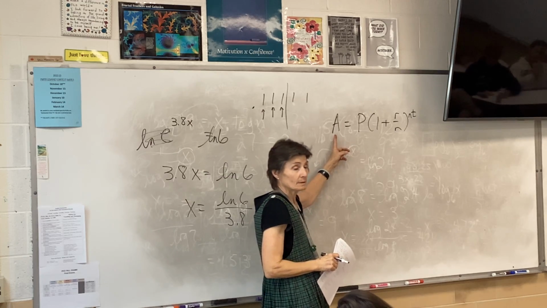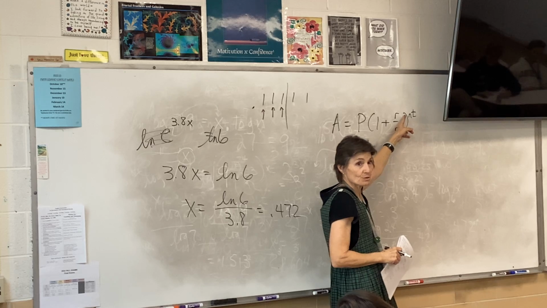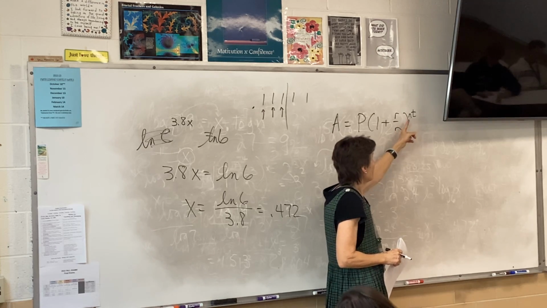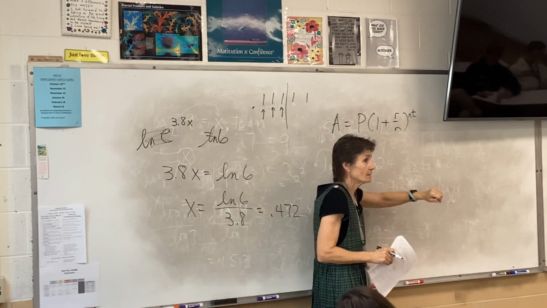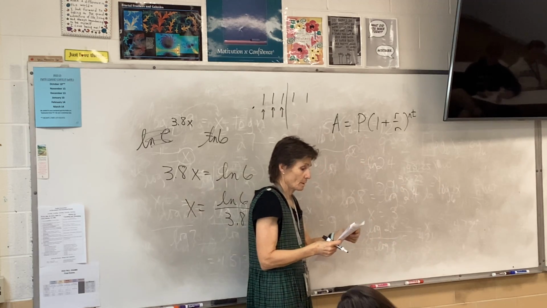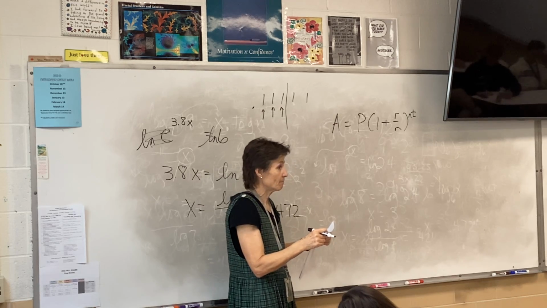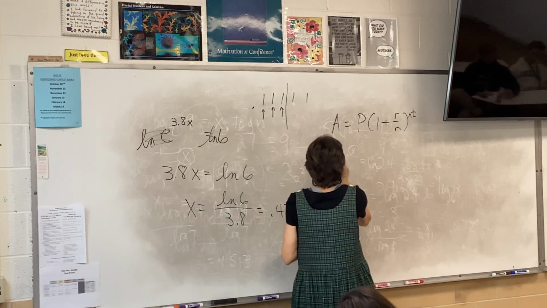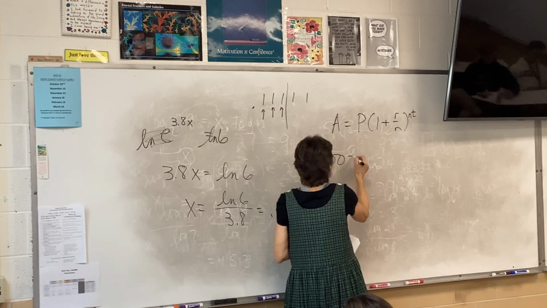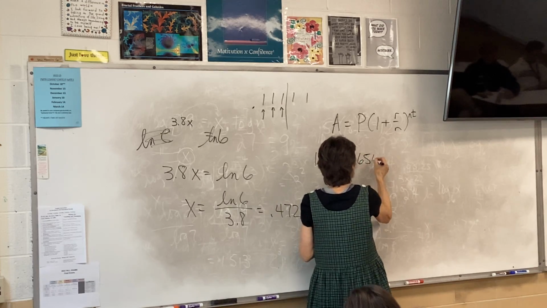End, beginning, decimal interest rate, how many times I'm compounding a year, and time. Okay? So what do I know? Everything except for time. So what's my A? 10,000. What's my P? 6543.